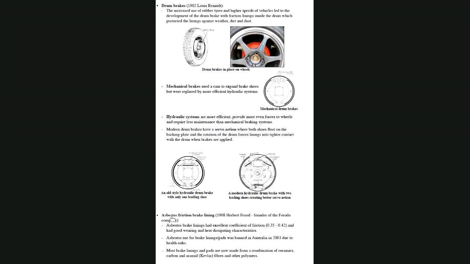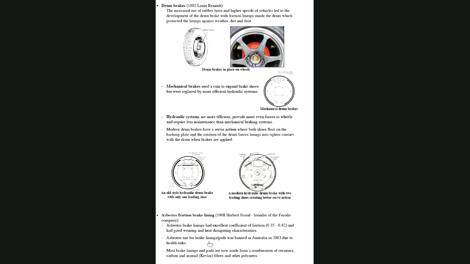And the lining material, asbestos, was developed in 1908 by Herbert Froude, and he founded this Ferodo company. You may have heard about it. And asbestos was great for coefficient of friction of 0.35 to 0.2, and had great wearing qualities and great heat dissipating qualities. But it killed people by creating a cancerous growth in their lungs.